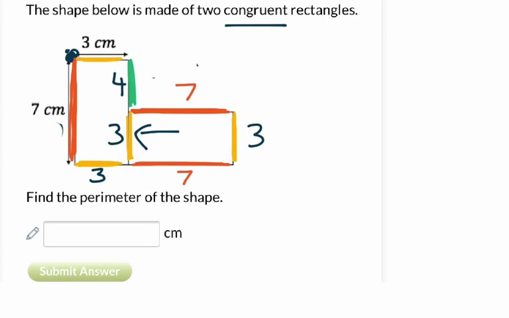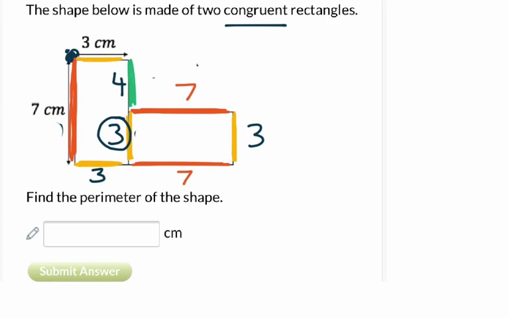Now before we go and find the perimeter, I have to remember that the perimeter is the distance around the outside. So I've actually got too many numbers written on the diagram. Can you see which number I shouldn't have written on the diagram?